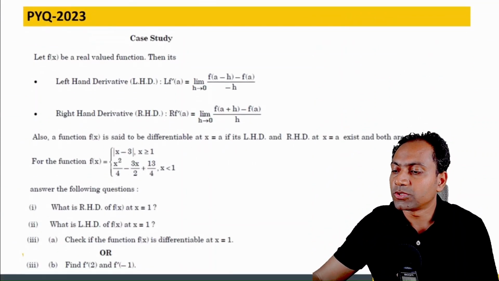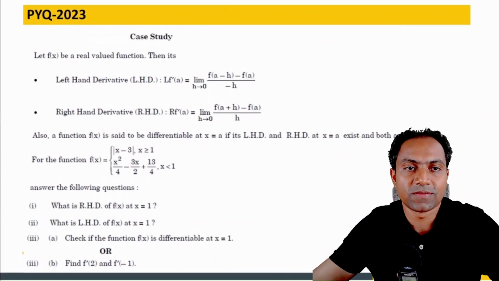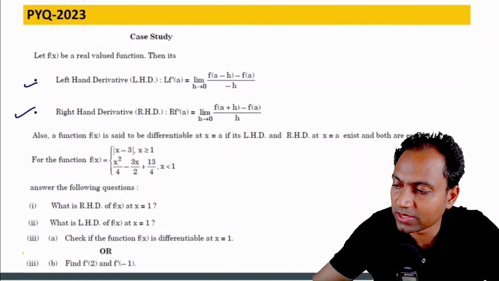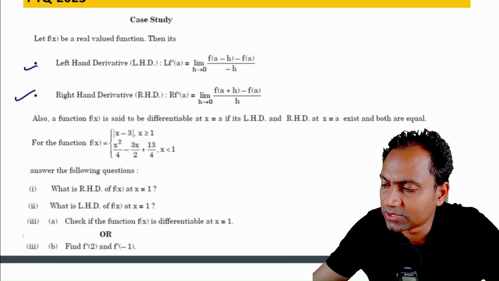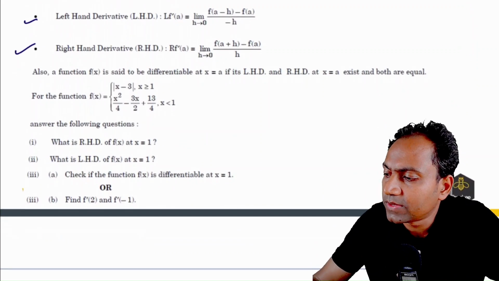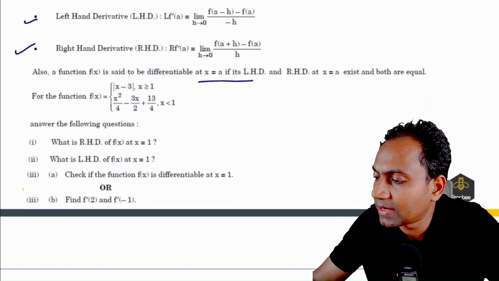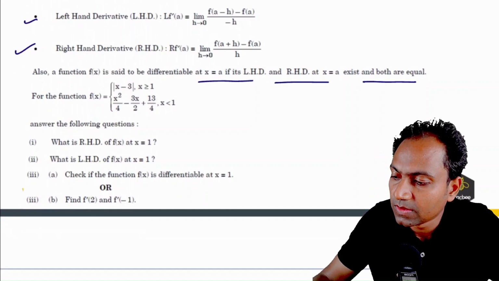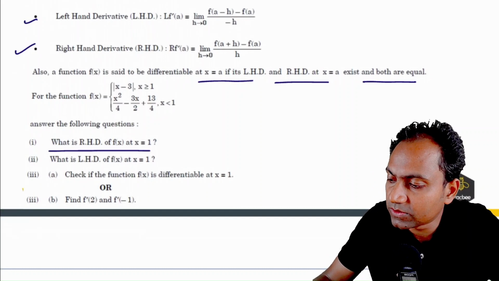Now let us look into this 2023 case study that was given. They have defined what LSD and RSD are. So this is by definition; they have already given us the definition, nothing very specific about this. Now they have given a function, and what they're saying is LSD and RSD exist and both are equal for this function. Then what is RSD of the function at x equal to 1?